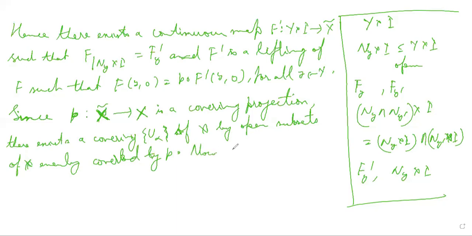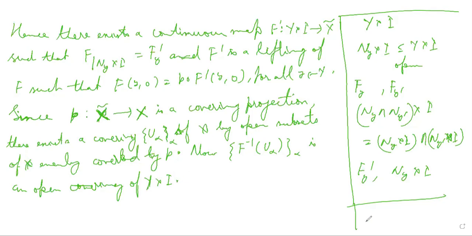Now F inverse U alpha is an open covering of Y cross I, because your map F is from Y cross I to X. So if the U alphas cover X, then the F inverse U alphas are going to cover Y cross I.